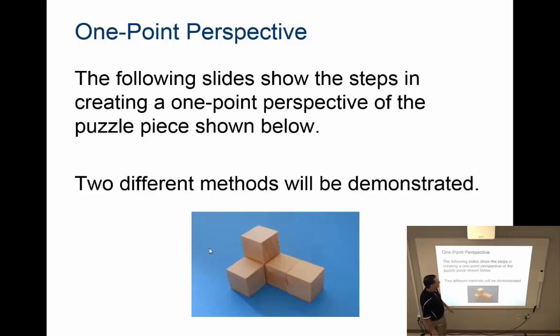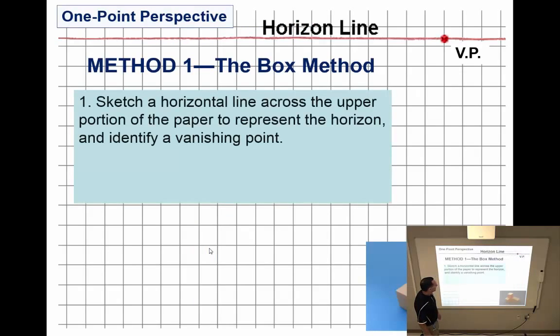So let's talk about 2 different methods for creating this same puzzle cube piece as a 1-point perspective. First method is going to be using the box method, like we talked about for our isometric drawings and for our oblique drawings. So with the box method, I'm going to draw a horizontal line across the upper part of the paper, and it's going to represent the horizon, along with 1 vanishing point. So I've identified a vanishing point on the line. The placement of this vanishing point is arbitrary, meaning that I can move this anywhere on the line and I can still create a 1-point perspective.